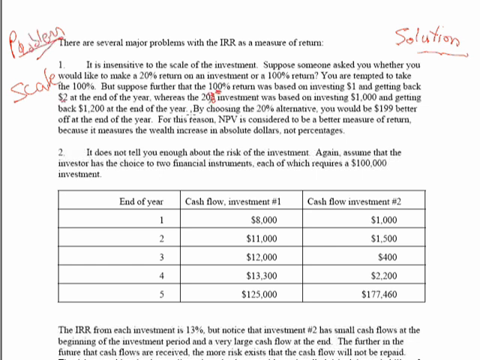And for this reason, that's why NPV, net present value, is considered to be a better measure of return, because it measures the actual wealth increase in absolute dollars, not percentages, because percentages can be misleading, okay? And in this case, the 20% return was much better, created much more wealth than the 100% return. So I'm going to put over here the solution is NPV.